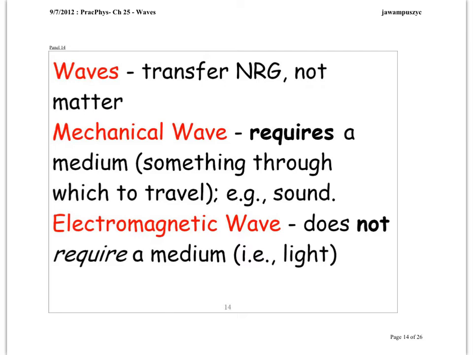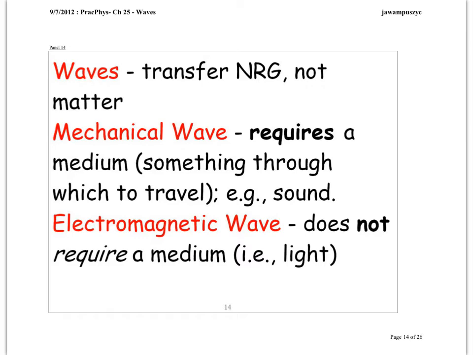to point B. Sometimes they need something through which to travel, and sometimes they can travel through the emptiness of space. Waves that require some mechanical medium through which to travel are called mechanical waves. Waves like light are called electromagnetic waves. They can go through media.